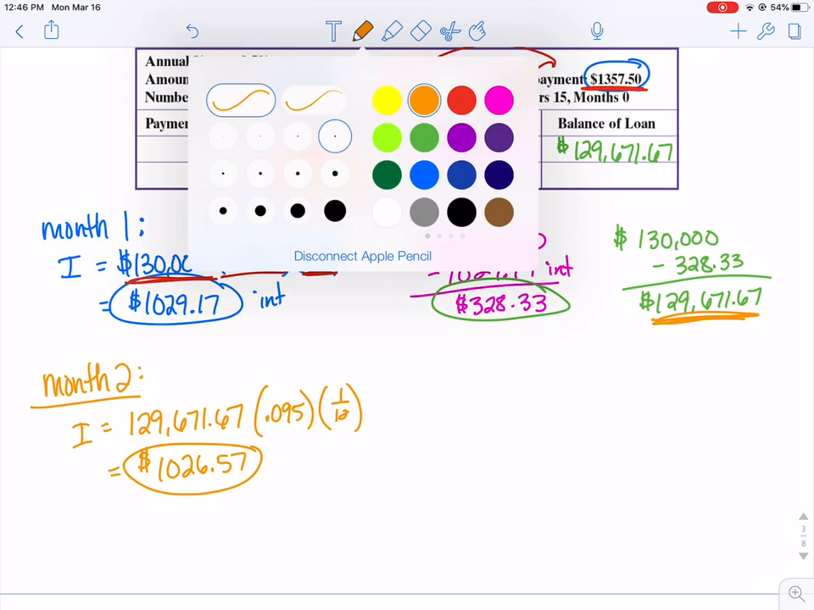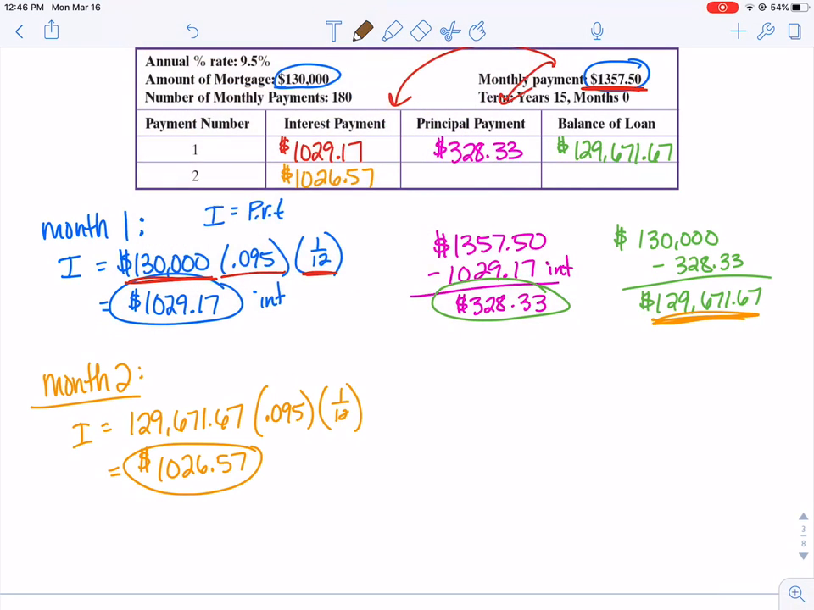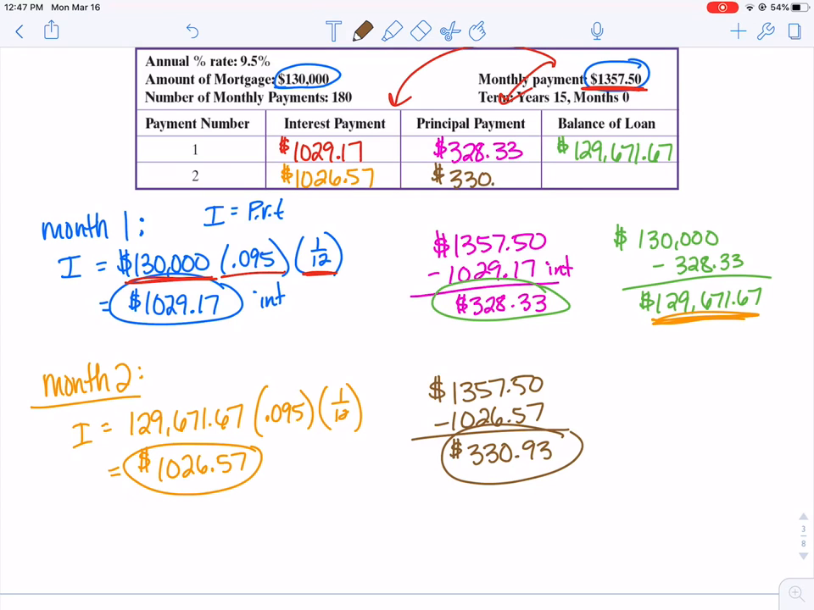If that amount is going toward interest, I've got to figure out now how much is going toward my principal. If my payment was $1,357.50, and I know that $1,026.57 is going toward interest, then the rest of it, the difference, would be the amount that's going toward my principal, paying off my home. I ended up getting $330.93. Oh, I guess a little bit more than last month, but not very much. That's why it takes us 15 years to pay this off, right? Because only a little bit more is being paid off each month.